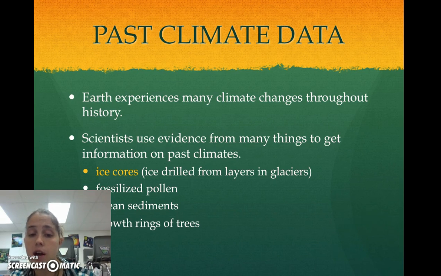And then growth rings of trees. We can look at the climate or the weather of specific time periods, specific years, based on how close or far together the rings are. And we're going to practice that. We're actually going to do an activity on Monday about that.